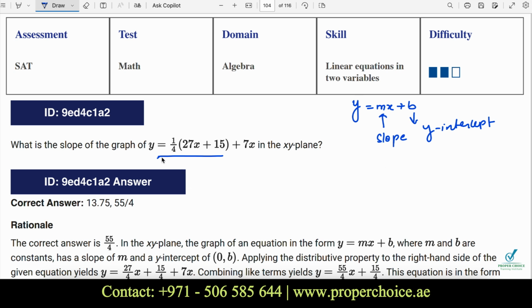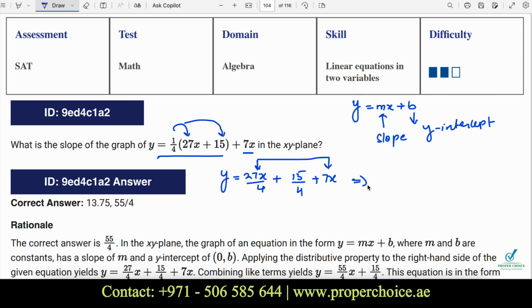So now we have to expand and put this given expression in this format. How do we do that? Let me rewrite it as y equals 27x times 1/4, which is 27x by 4, plus 1/4 multiplied by 15, which is 15/4, plus 7x, which is already there, outside the bracket. Now combine like terms to simplify it further.